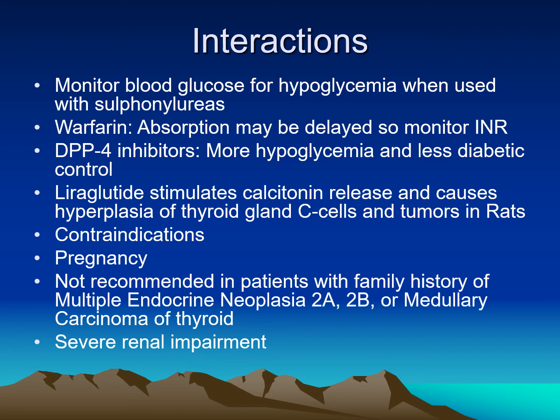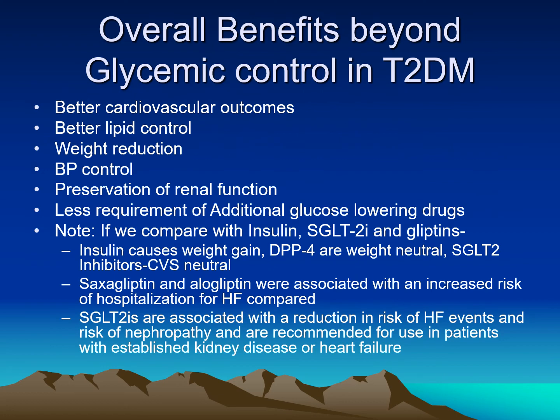Now, two concerns. One is that calcitonin release and hyperplasia of thyroid gland C cells have been found in animals, and this is very important: in patients with family history of multiple endocrine neoplasia 2A, 2B or medullary carcinoma thyroid, these agents should not be given. There is a danger of pancreatitis, which I already discussed, and severe renal damage may occur. They are not drugs for pregnancy at all.